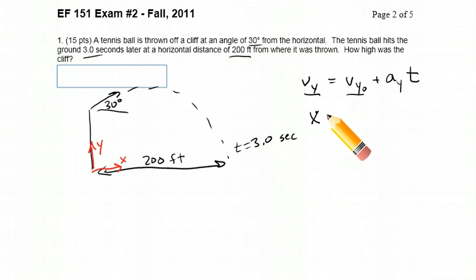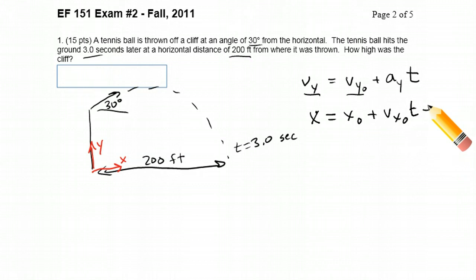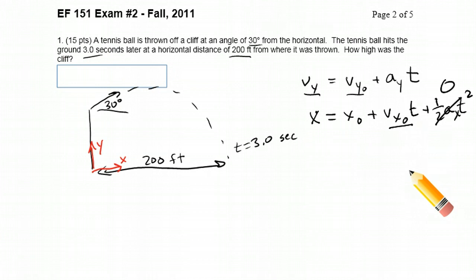Let's see, x0 plus vx0 t plus 1/2 axt squared, but if we're ignoring air resistance, that of course is 0. So using this equation, we're looking for that, and we can write vx0 as v0 times the cosine of 30.